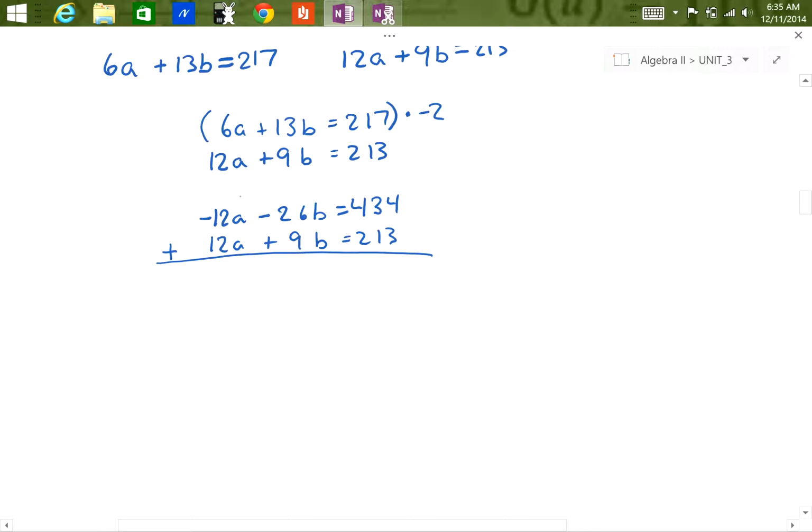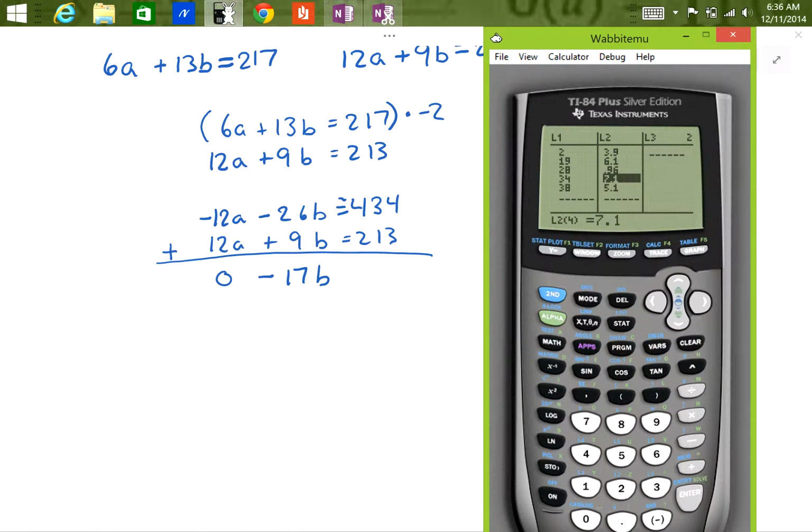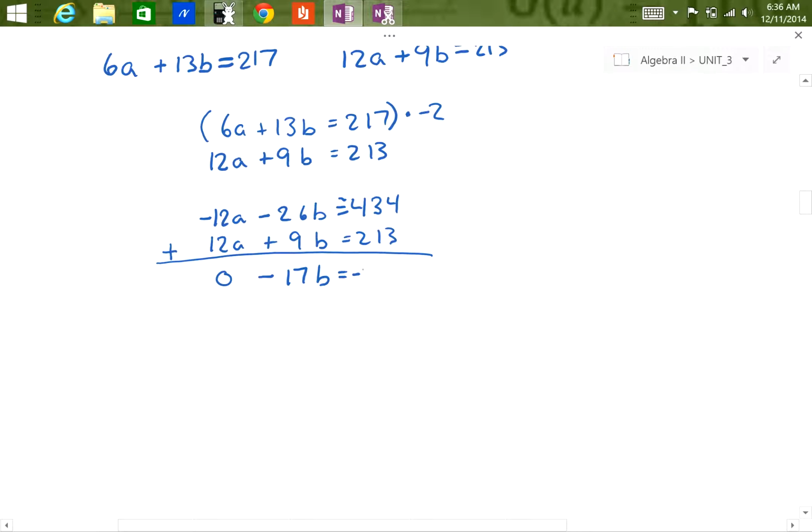So here is the rewritten system of equations that I can add together, and the a's will be eliminated. The a's cancel out, giving me 0. Then I have negative 26b plus 9b, that's a negative 17b, sorry about that. It is equal to, and I forgot to put the negative right here, negative 2 times 217, which is negative 434. Negative 434 plus 213 should give us negative 221. So we have negative 17b is equal to negative 221.